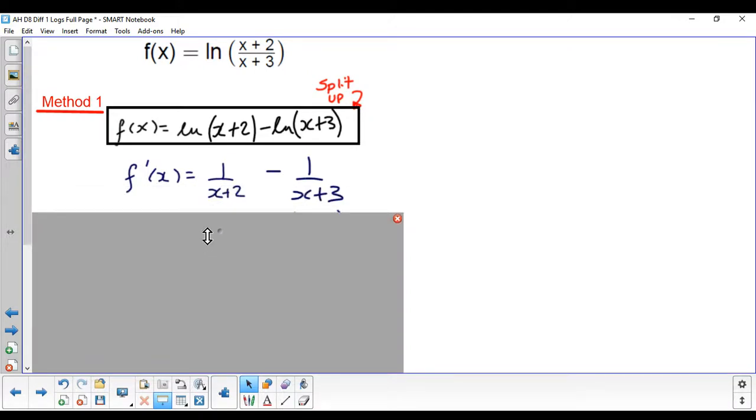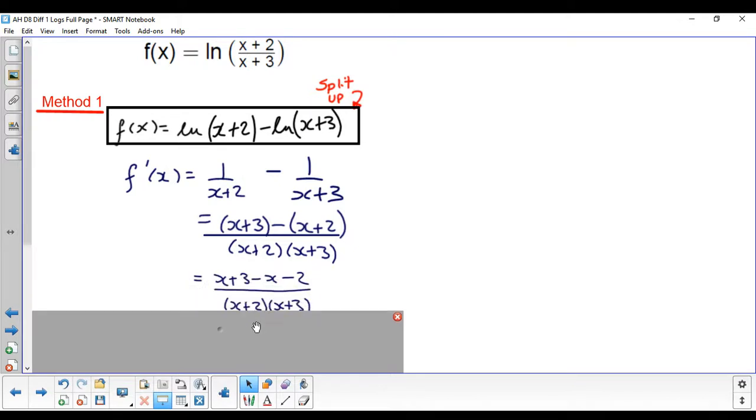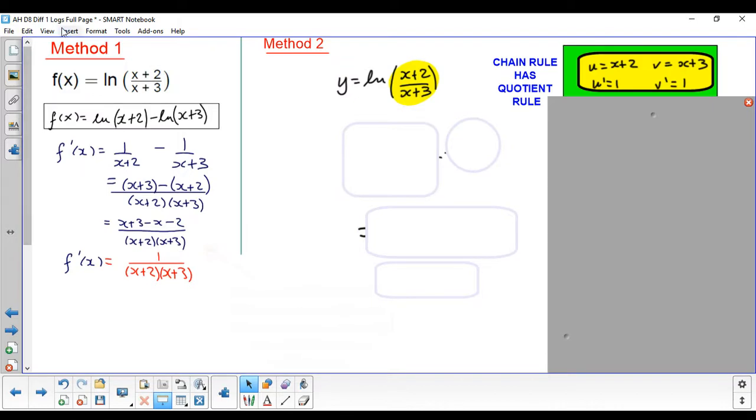Bring it together as one fraction, multiply the bottoms, cross, cross, and then you can open up and you'll get minus x minus 2, so the x's will cancel down, and you'll get 1 over the 2 brackets. That's nice, okay? Method 2, I've got method 1 still here, so method 2 is what happens if you don't split it up. You could still do it this way, but it's far more detailed.